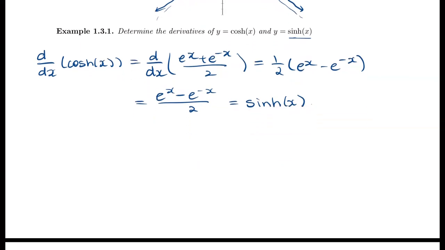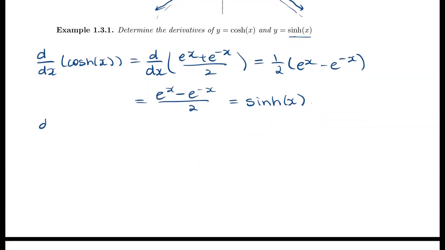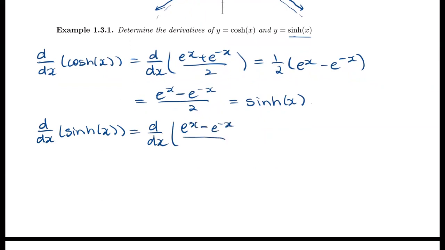So let's take the derivative of sinh of x now. We have d over dx of sinh of x, which is equal to d over dx of e to the power of x minus e to the power of minus x, all divided by 2, right? Now we take the derivative again, so that would be e to the power of x plus e to the power of minus x, all of this divided by 2. See, this now is actually equal to cosh of x.